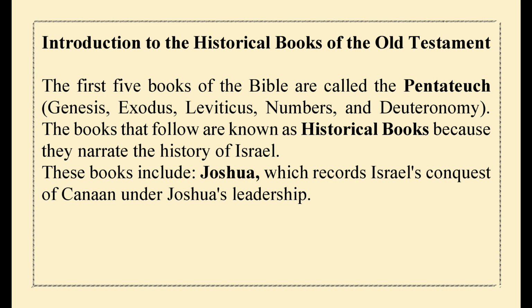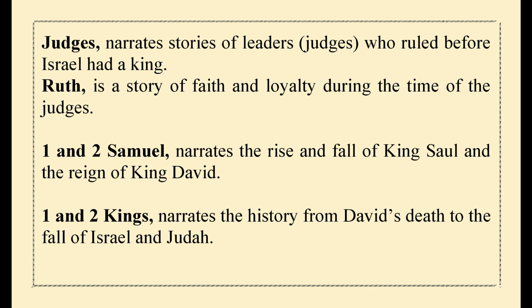Introduction to the historical books of the Old Testament. The first 5 books of the Bible are called the Pentateuch: Genesis, Exodus, Leviticus, Numbers, and Deuteronomy. The books that follow are known as historical books because they narrate the history of Israel. These books include Joshua, which records Israel's conquest of Canaan under Joshua's leadership. Judges narrates stories of leaders, judges, who ruled before Israel had a king. Ruth is a story of faith and loyalty during the time of the judges. 1 and 2 Samuel narrates the rise and fall of King Saul and the reign of King David.